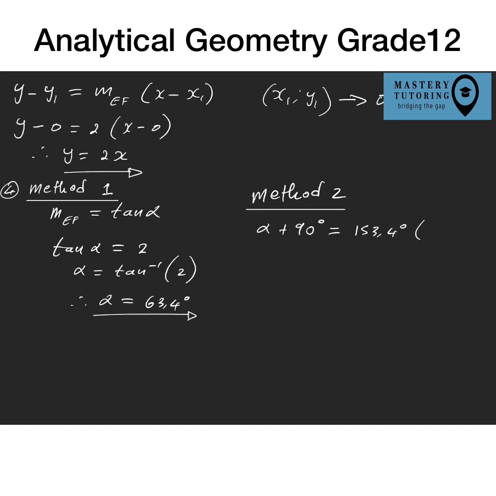So we need to give a reason, right? So you can just say exterior angle is equal to sum of interior opposite angles. So you can just give a reason like that. Therefore, alpha is going to be 153.4 degrees minus 90 degrees, which becomes 63.4. So we've solved the question.